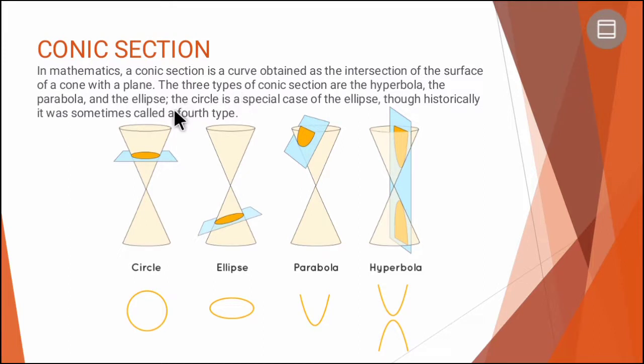Kung sa mga alam na itong discussion about sa conic sections, or mga nakabasa na sa kanilang mga LAS, or na-discuss ng teachers nila, 4 talaga yon. So, teka, patapusin natin ito. The circle is a special case of the ellipse. Historically, it was sometimes called a 4th type. This is the 4th type. So, 4 talaga sila, tama lang na 4 sila.